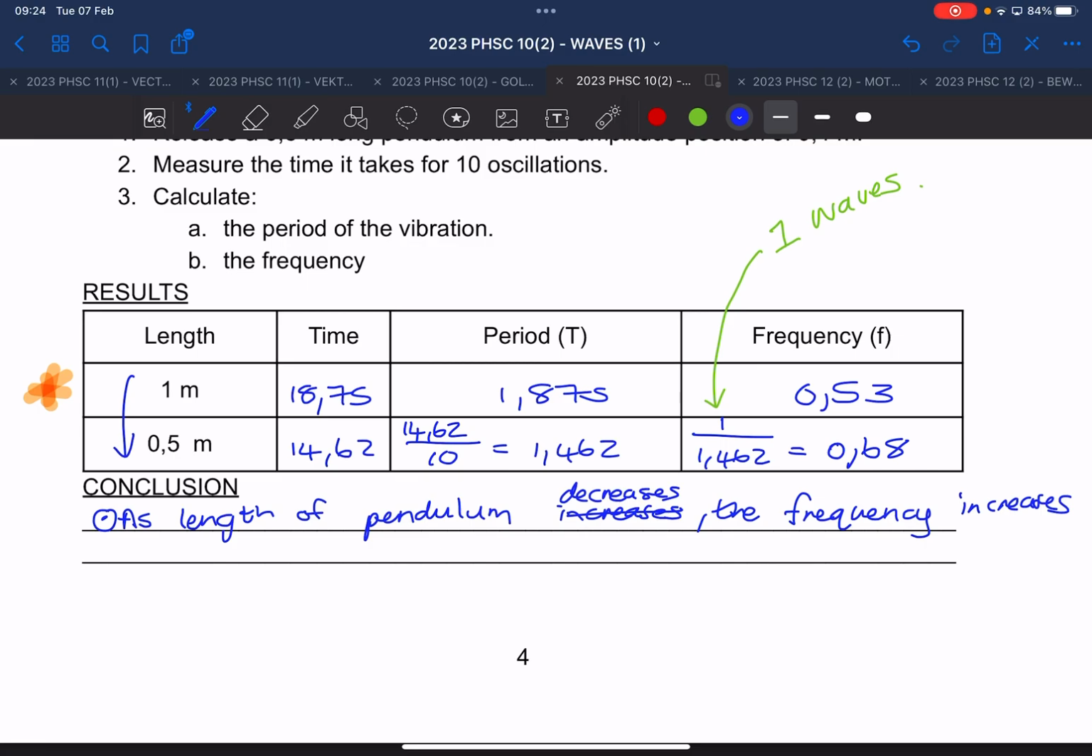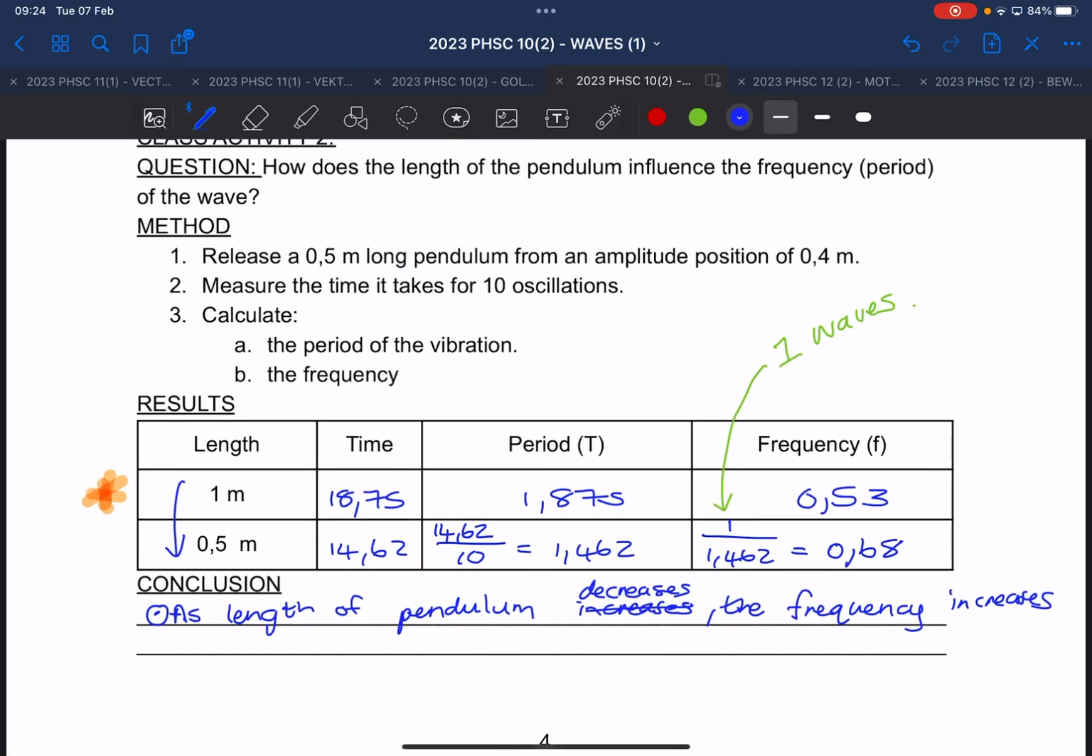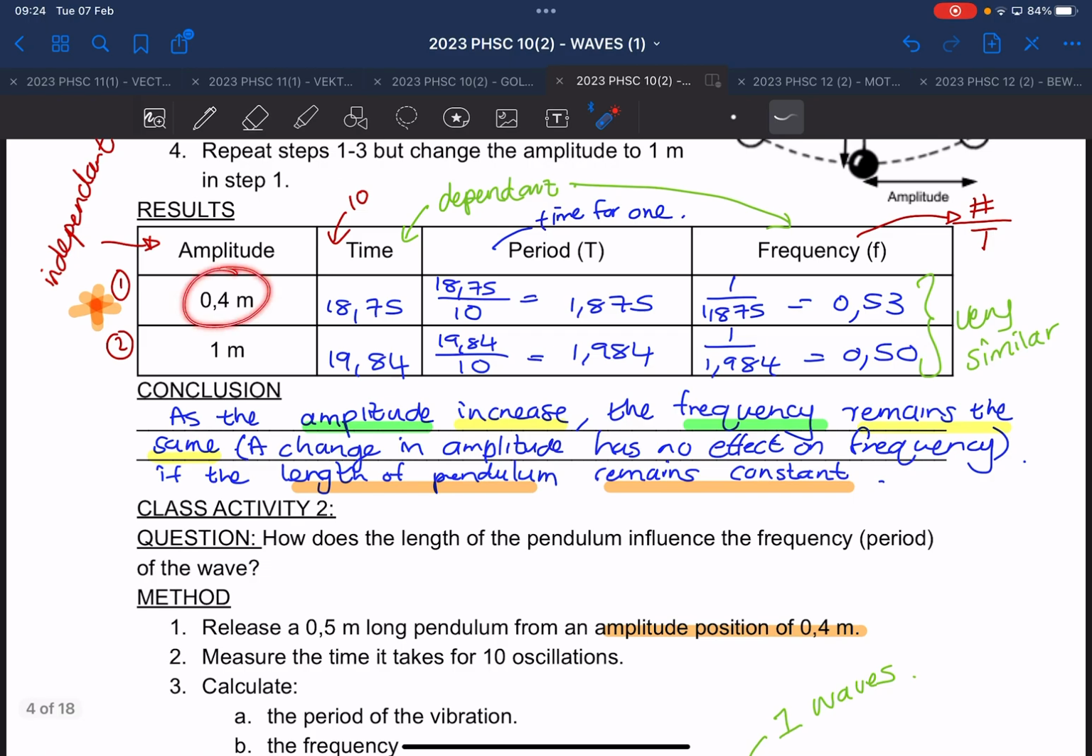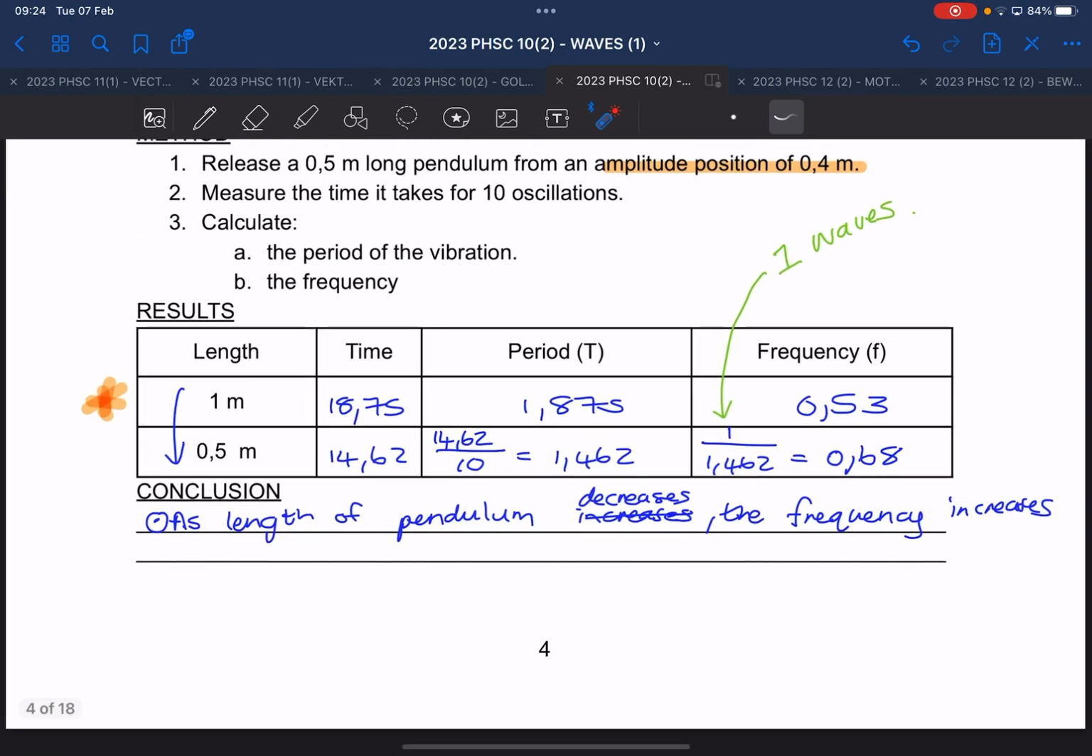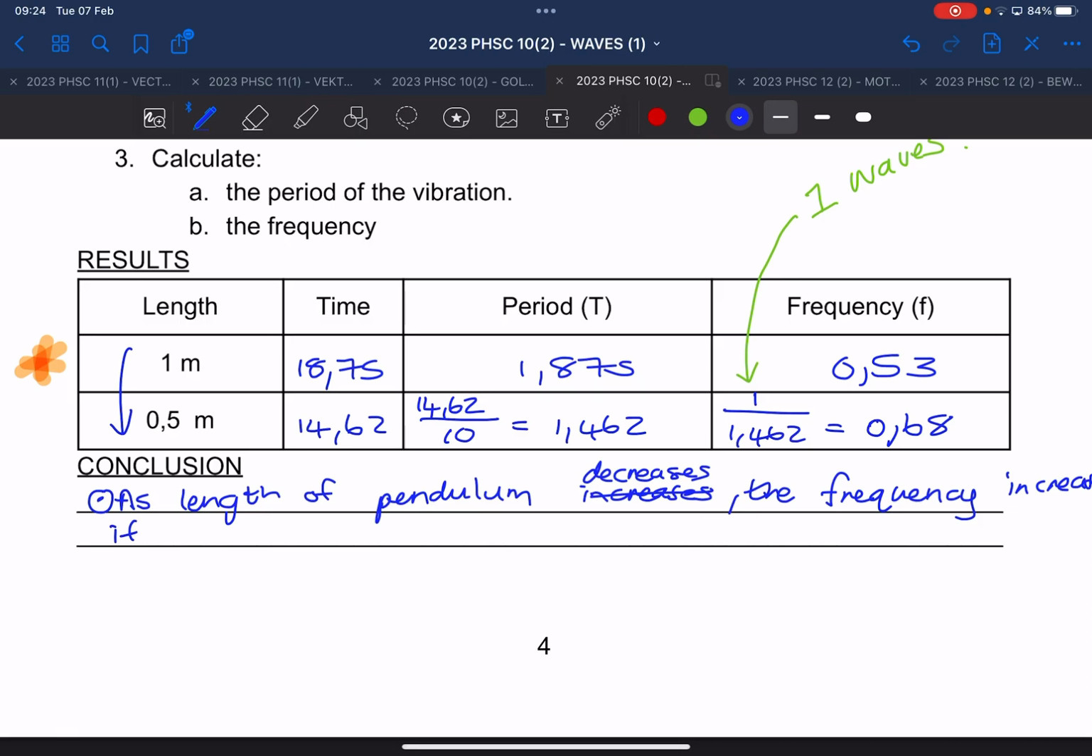Yes, what did we keep constant? Okay, yes, the wave, but the thing I'm looking for here is the amplitude. So the amplitude here is 0.4 and the amplitude here was 0.4. Okay, so if amplitude remains constant.